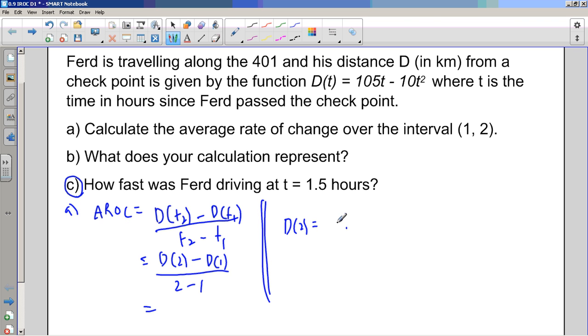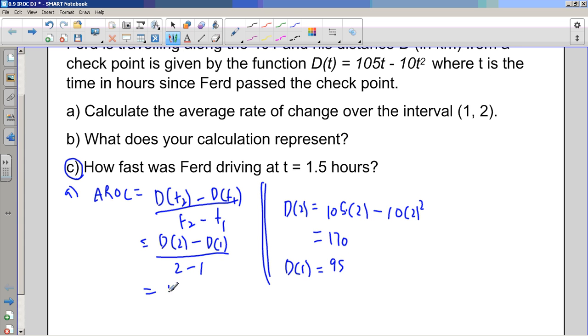D at 2 is 105 times 2 subtract 10 times 2 squared. Into the calculator it goes, and that's 170. Similarly, when I take out t and put in 1, d at 1 is 95, and I calculate the average rate of change. No problem. And that's 75.